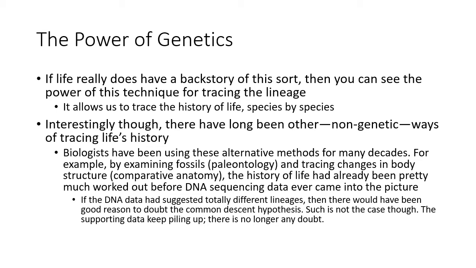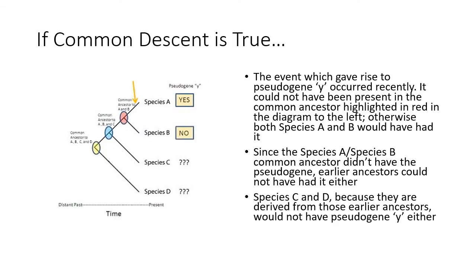So this is a really interesting thing. This is the power of genetics, and this is a really, really important point. If life really does have this kind of backstory, this common ancestry, you could really trace the history of life species by species. Of course, there have been other non-genetic ways. For example, you had paleontology or comparative anatomy, and so on and so forth. Those were worked out really well before DNA sequencing came to be. And if the DNA data had suggested completely different lineages, there would be good reason to doubt this common descent hypothesis. But that's not the case. Essentially, in the scientific community, there's no longer any doubt that common descent is the best hypothesis for living things. And the genetic story is really, really impressive.